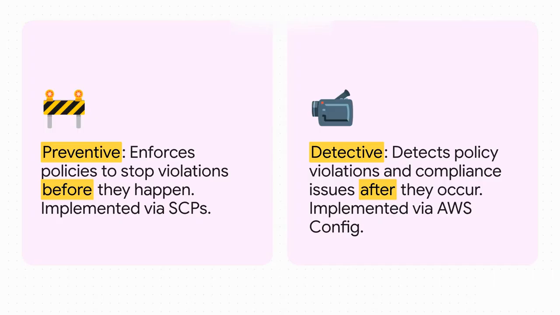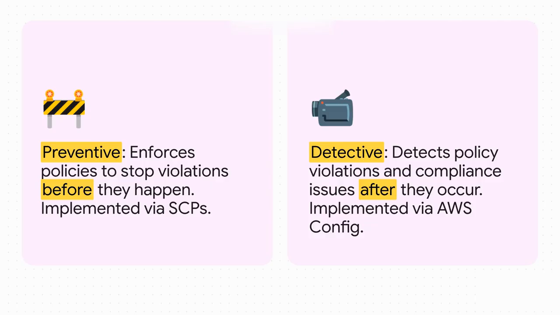First, you have preventive guardrails. Think of these as the bouncers at a club. They're implemented using something called Service Control Policies, or SCPs, and they set hard limits. For example, an SCP can just flat-out block anyone, even an admin, from spinning up resources in an unapproved region. It just can't happen. Then you have detective guardrails. These are more like your security cameras.